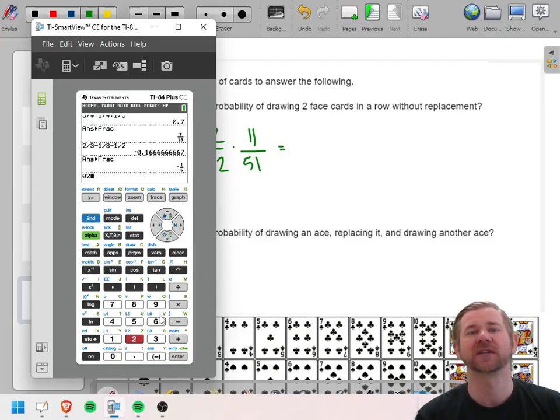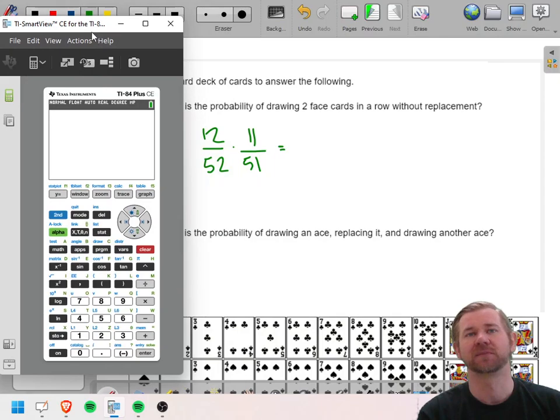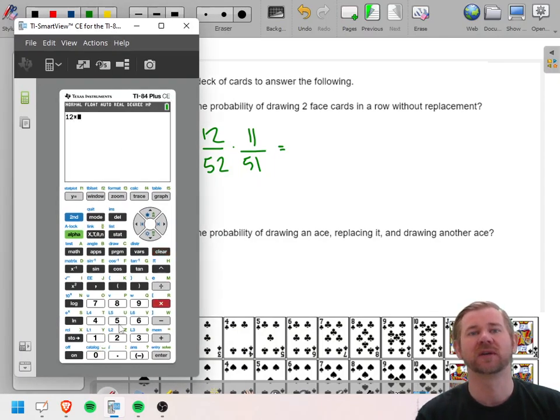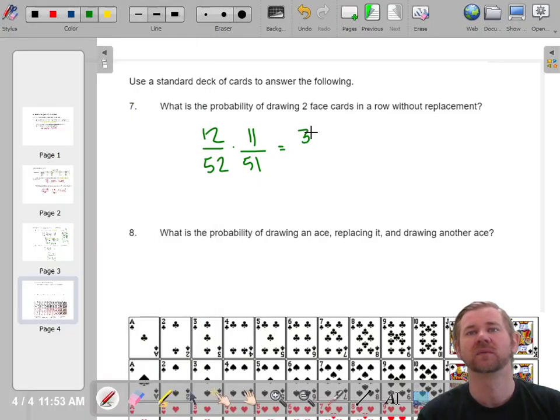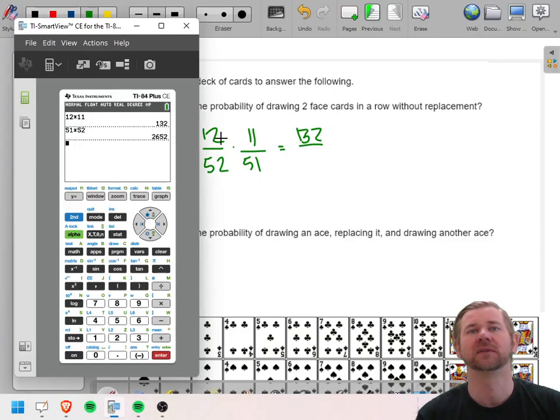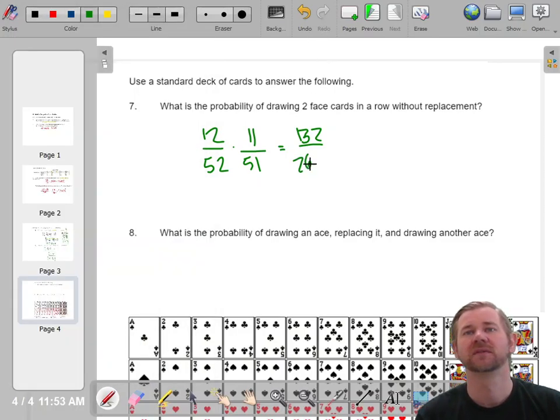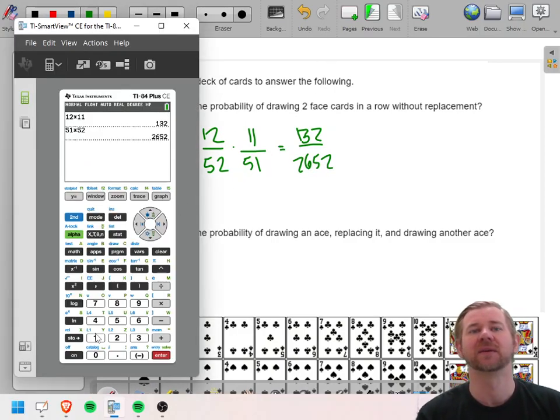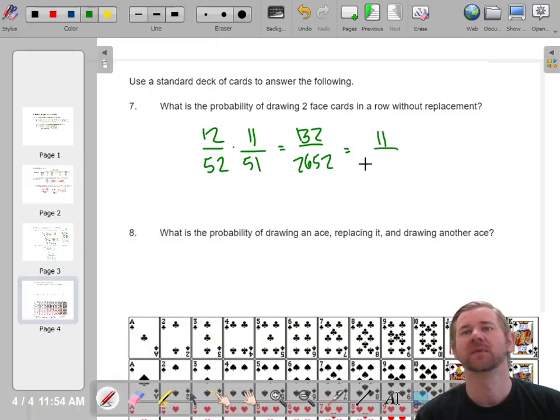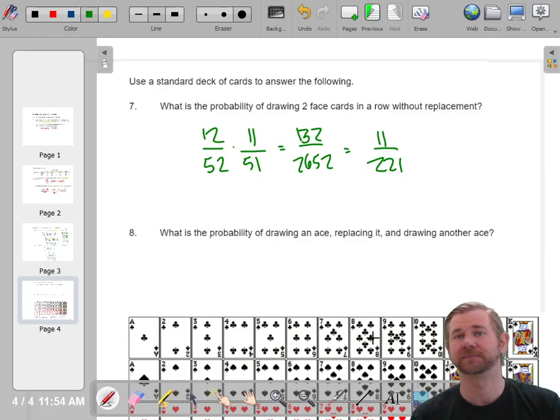So when you multiply fractions, if it's a probability, I'm going to multiply across. 12 times 11 and 51 times 52. So 132 over 2652. If you want to get that as a reduced fraction, maybe we can have the calculator do it. Math, frac, 11 over 221. Most of the time we have to reduce our fractions.